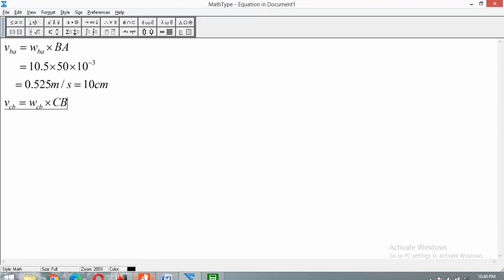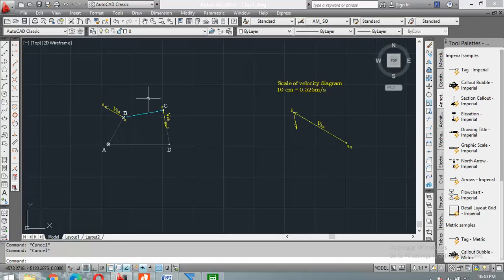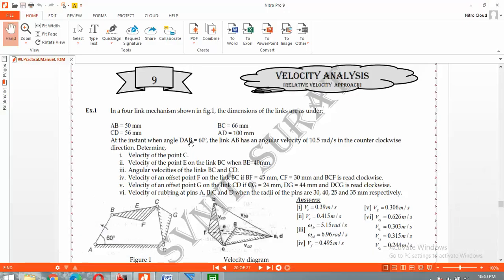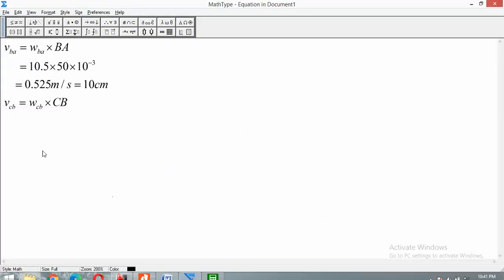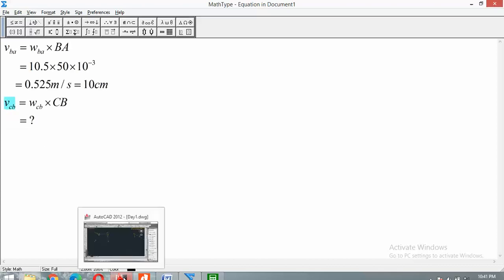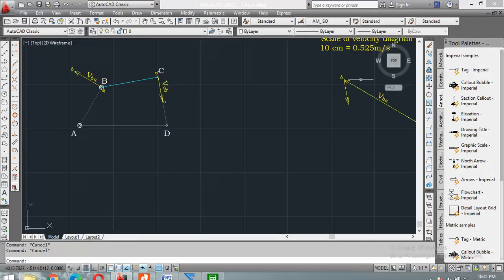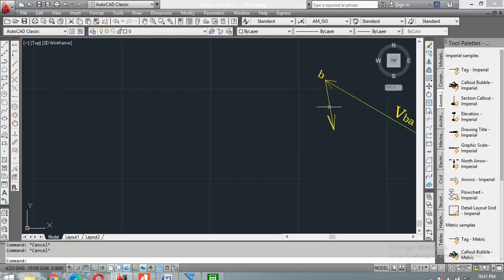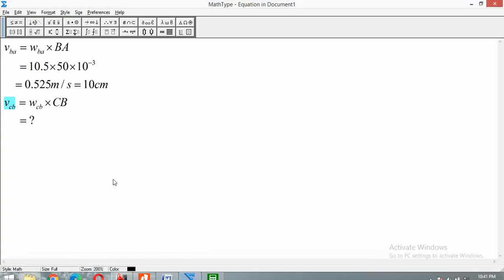So what is angular velocity CB? CB का angular velocity क्या है? Whether it is given or not. अरे क्वेश्चन में तो कहीं पर भी नहीं लिखा है what is the angular velocity of BC. Angular velocity of BC is not given. So if it is not given, then we cannot calculate the magnitude of velocity of CB. If we cannot calculate the magnitude of velocity of CB, then we cannot decide the length of this vector, because the length of this vector is decided by this magnitude, but we don't know the magnitude of omega CB.